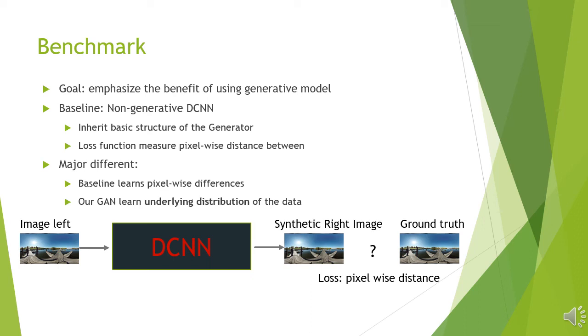It is only different in the way that our model and the baseline learn. The baseline will compare the synthetic image directly with the ground truth image, measure the pixel-wise distance, and try to train the network to produce an image that is identical to the ground truth. On the other hand, the image generated from our network will be put into the discriminator, which will force the generator to learn the underlying distribution of the data, not just the pixels themselves.